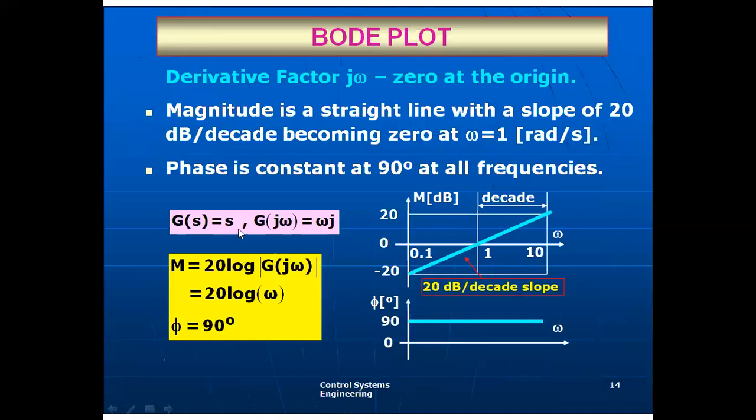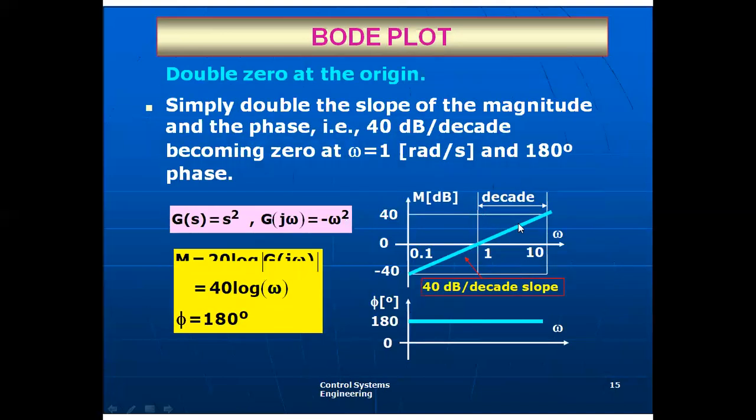The angle for a zero will be plus 90 degrees. And suppose it is an s square term, you will get 180 degrees and a slope of plus 40 decibel per decade, which is shown in this plot.